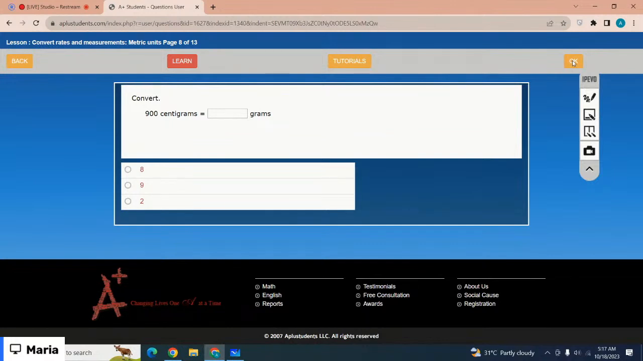Okay, 900 centigrams equal how many grams? 900 centigrams equal 9 grams. The correct option is 9.